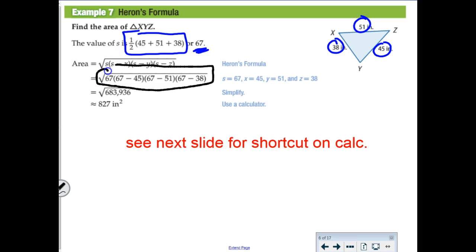Underneath the square root, notice how many times the semi-perimeter shows up. The semi-perimeter times the semi-perimeter minus the first leg, minus the second leg, and minus the third leg. Order doesn't matter here, obviously, because of the commutative property. You don't have to do any execution in your head. This is all on the calculator, and you're going to get an approximate answer, because it's usually a nasty number, of 827 square inches, and that's the area of that formula.